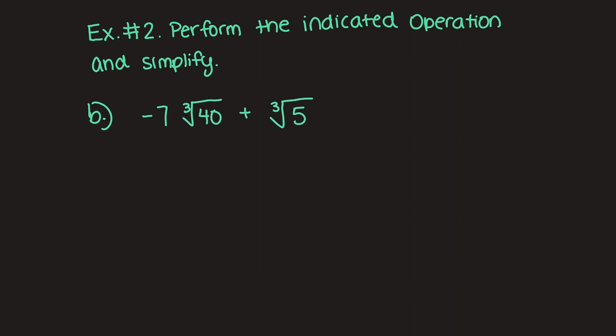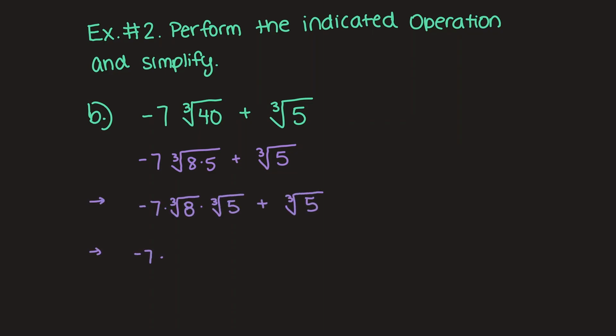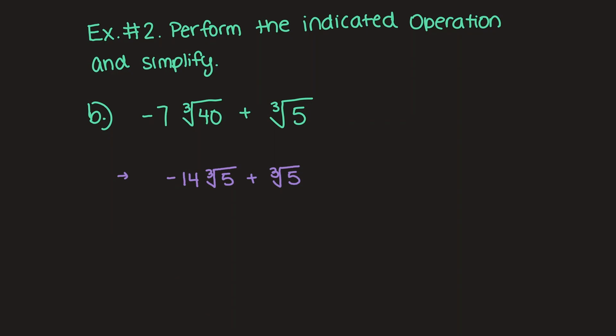And for the next example, again, the radicals are not like because the radicands are not the same. Therefore, we will have to write the radical in simplest form to see if they turn out to be like radicals. 40 has a perfect cube factor of 8, and now use the product rule and simplify. So the cube root of 8 is 2, and then we can multiply negative 7 times 2, and now we have negative 14 cube root 5 plus cube root 5. We now have like radicals, and these can be combined. So this radical has a coefficient of 1, therefore this will combine to negative 13 cube root 5.